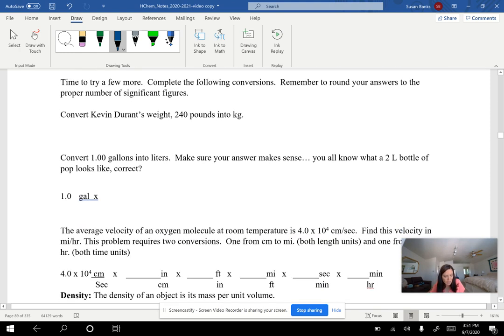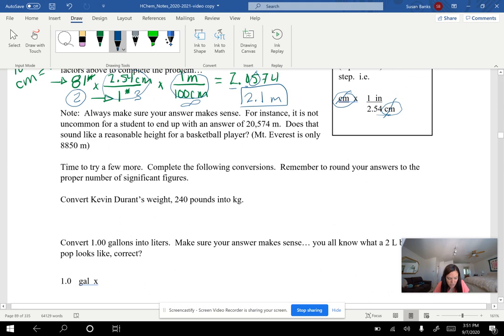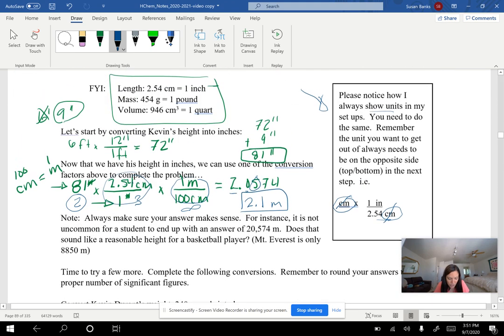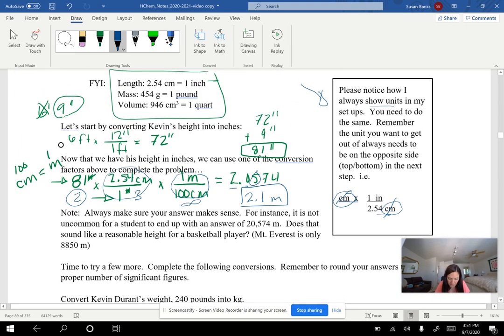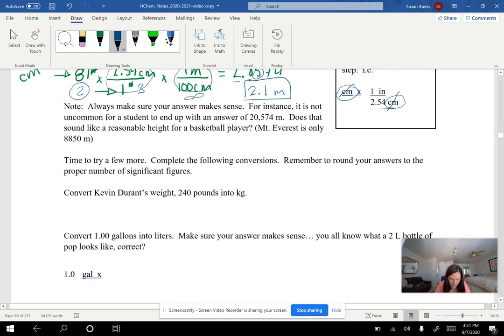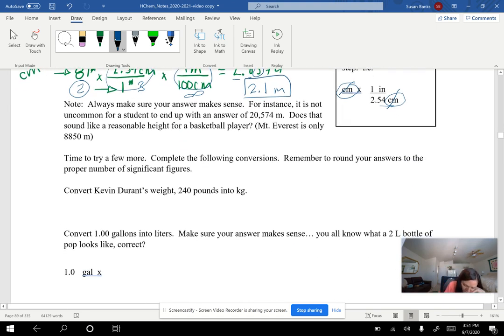Remember, we're going to round our answers to the proper number of significant figures. I want to convert Kevin Durant's weight in pounds to kilograms. Now, do I have a conversion for pounds to kilograms? Yeah, I do. I have 454 grams for 1 pound, so I'm going to use that. So I have 240 pounds, and I want pounds to cancel, so my 1 pound is going to be on the bottom, and the 454 grams is going to go on top.